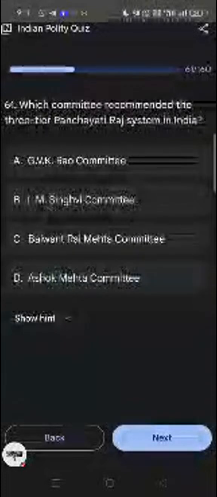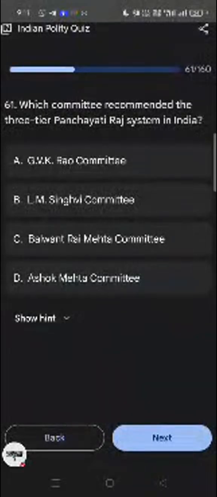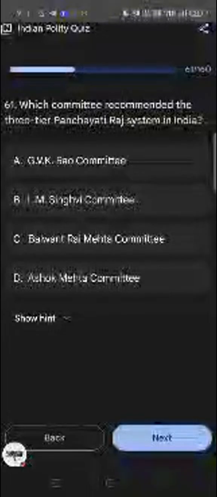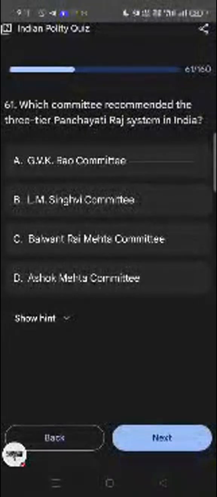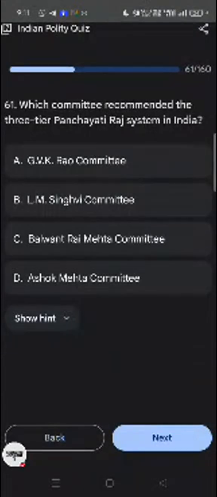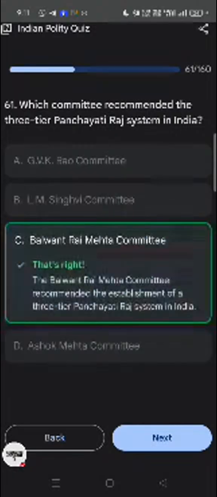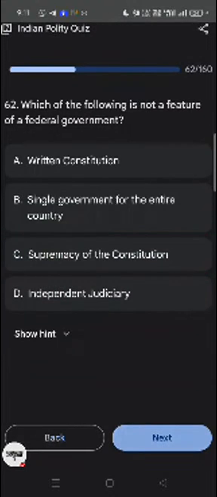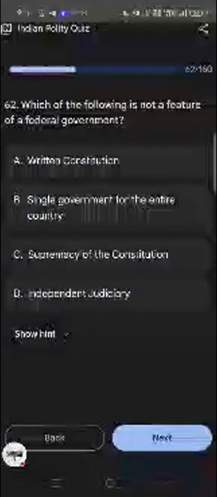Which committee recommended the three-tier Panchayati Raj system in India? The committee recommended the establishment of a three-tier Panchayati Raj system in India.